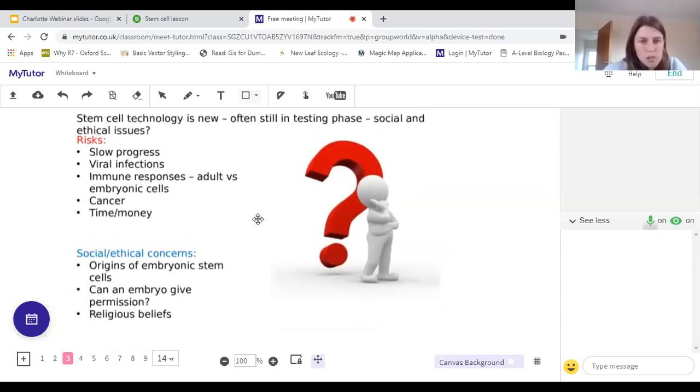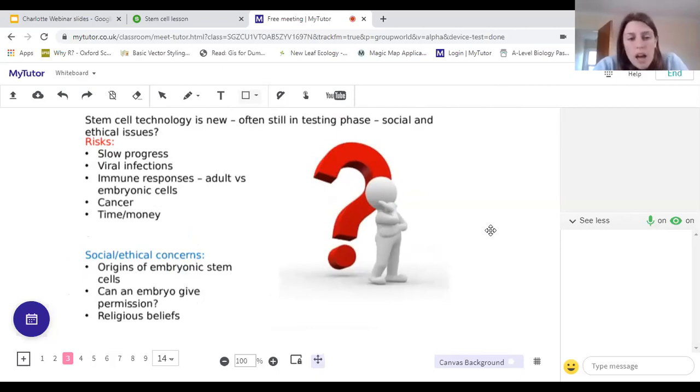Social and ethical concerns. So embryonic stem cells come from embryos, and those are either embryos of babies that haven't gone to term, so stillborn births with the parents' permission could be used for that. Parents that have had abortions would also have embryos that could potentially be used as a source of stem cells, or people that have had treatment for fertility, so IVF treatment, may have what might be determined as spare embryos that again could be used as a source of stem cells.